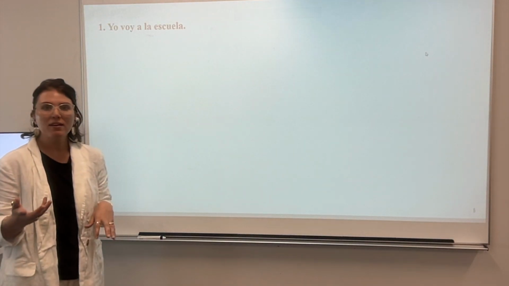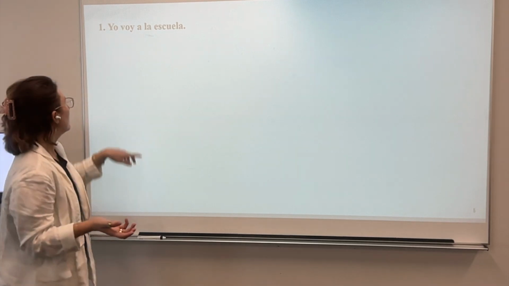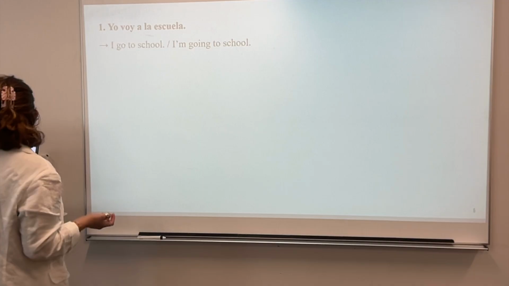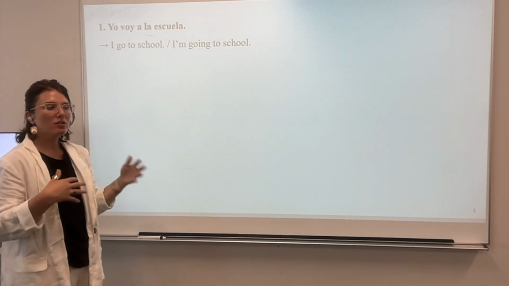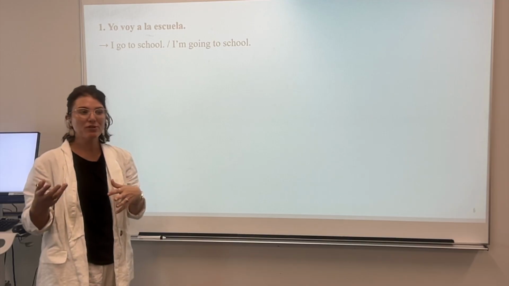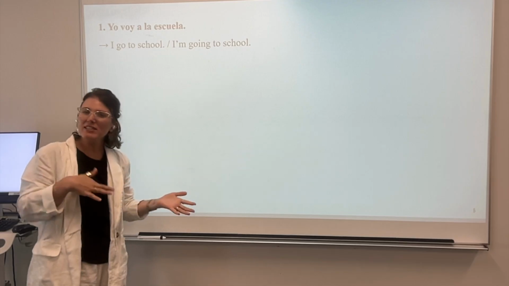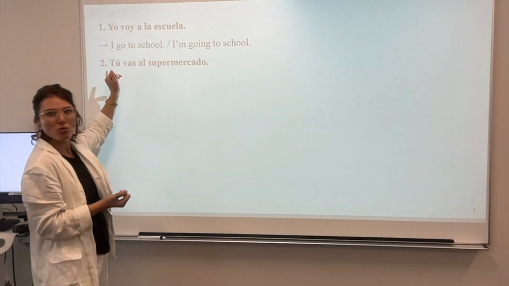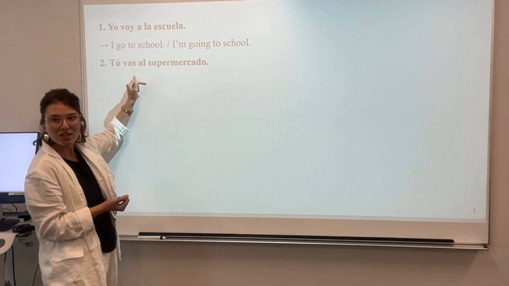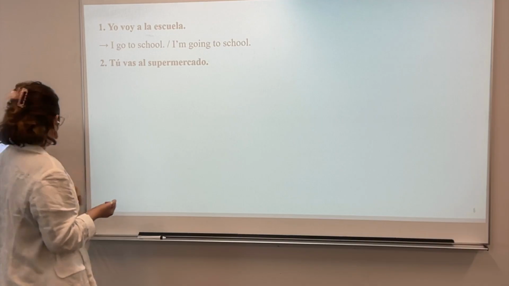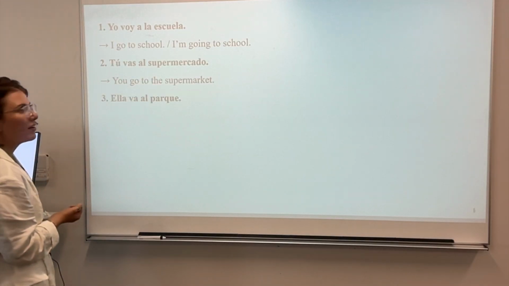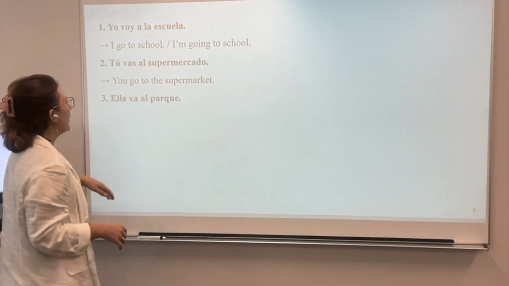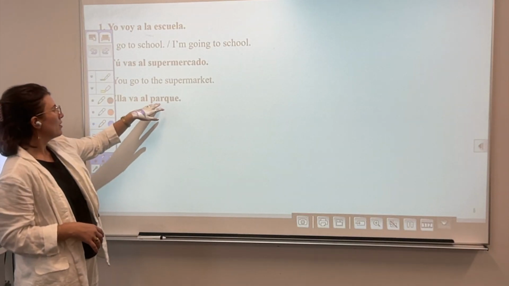Yo voy a la escuela. What would this be in English? Yo, I, voy, go, to the school. It's like I go to school. We also can use this to say I am going to school. So ir is this really nice, easy way within the present tense to talk about the future, which is very convenient. Tú vas al supermercado. Tú, you, vas, you go, al supermercado. You go to the supermarket. Ella va al parque. Ella, she, va, goes, al, to, the parque.